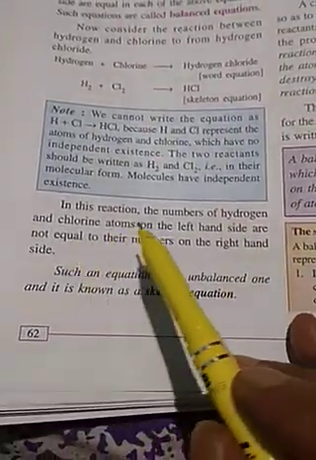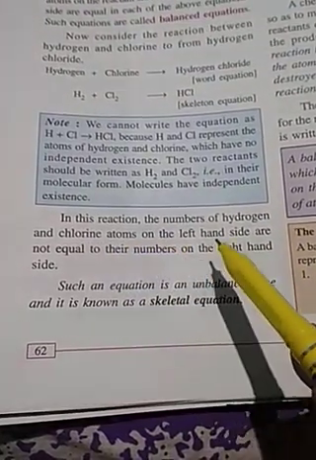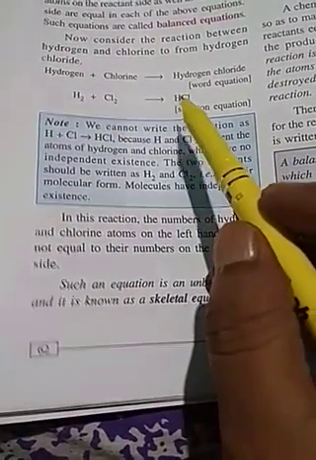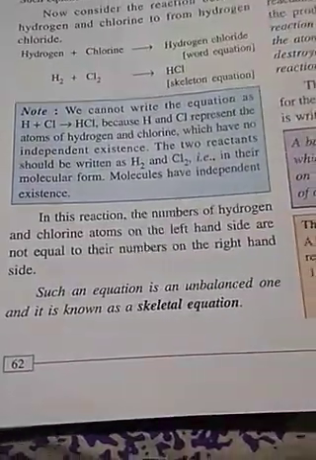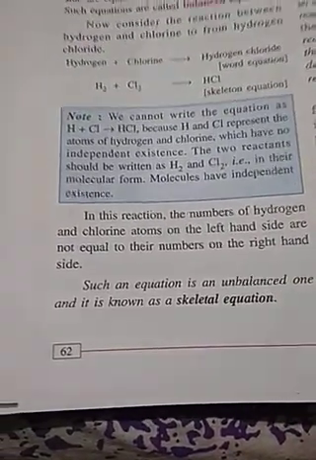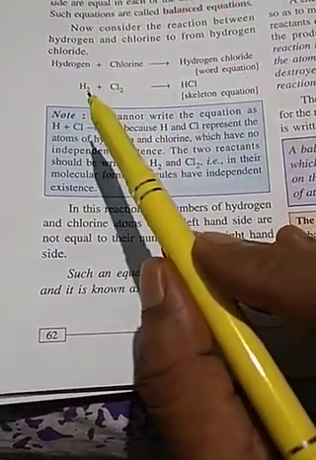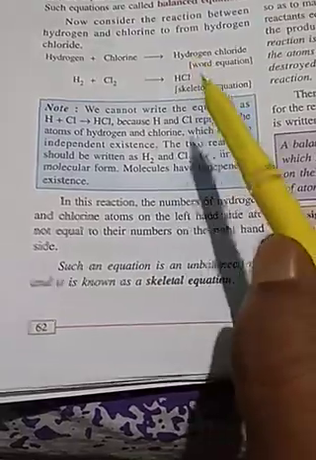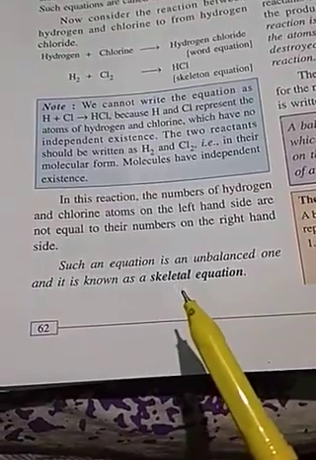So in this reaction the number of hydrogen and chlorine atoms on the left hand side are not equal to the right. Here are two atoms of hydrogen, here is one atom of hydrogen. Here are two atoms of chlorine, here is one atom of chlorine. So the numbers of hydrogen and chlorine atoms are not equal on the reactant and product sides. Though it is a chemical reaction and also a chemical equation, since the number of atoms on each side is not equal, such an equation is called a skeleton equation.